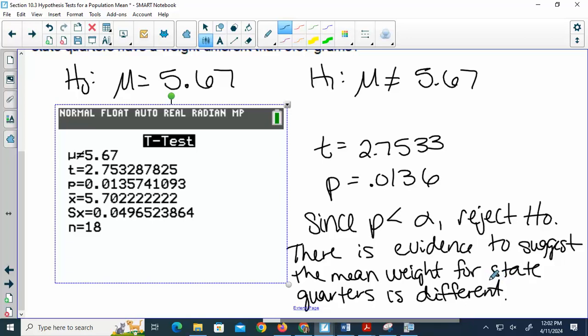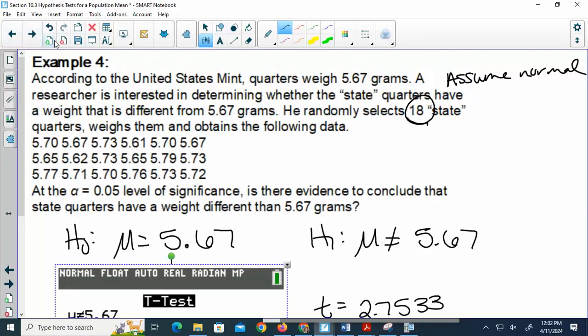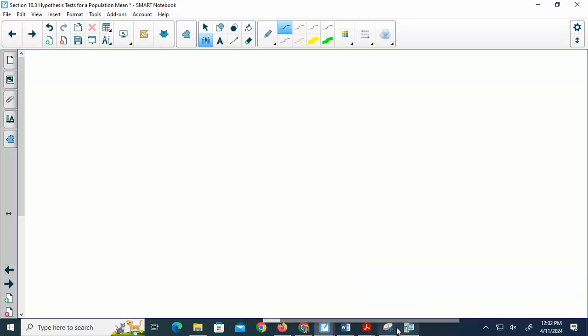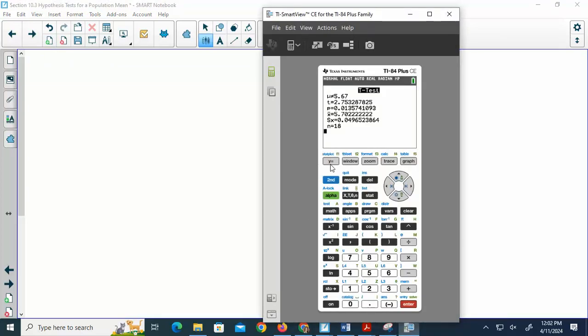Let's talk about how to do this by hand. We just did the calculator. By hand, we would still have to use the calculator to get some of our stuff. So we need the mean and standard deviation. Where did we go to get that stuff? Stat, calc, 1.